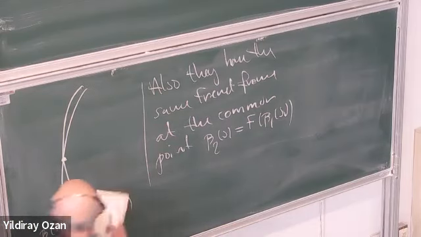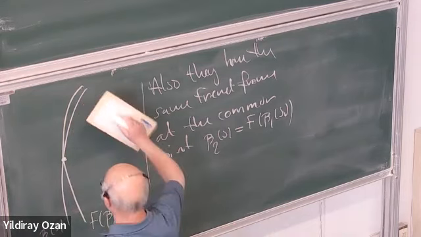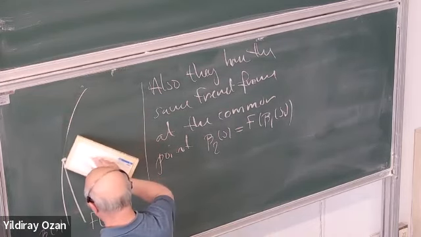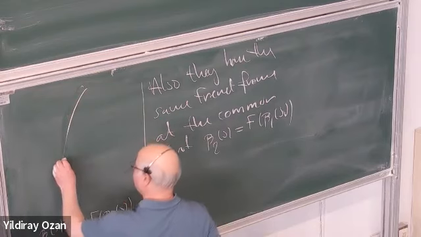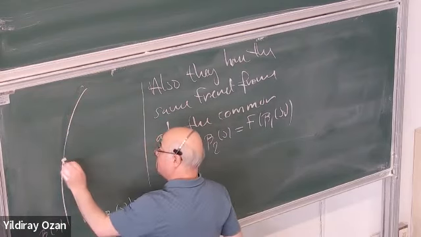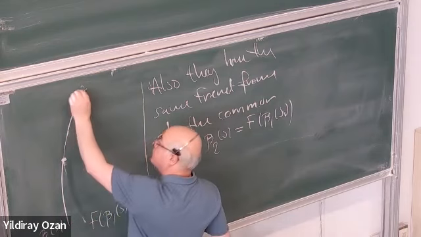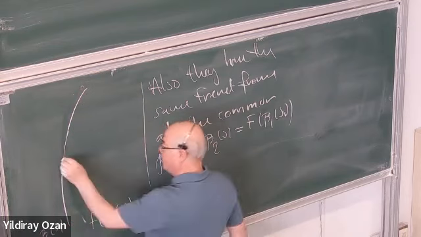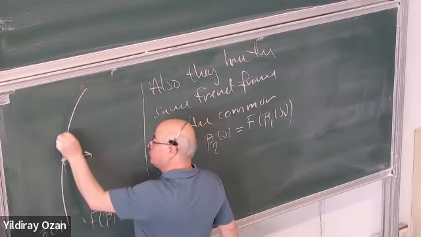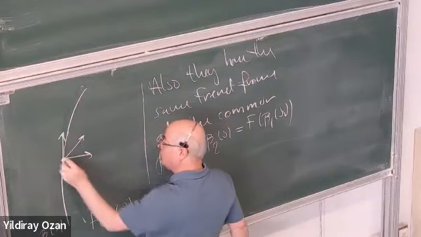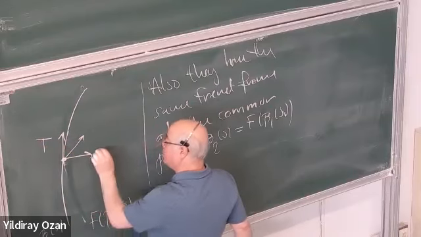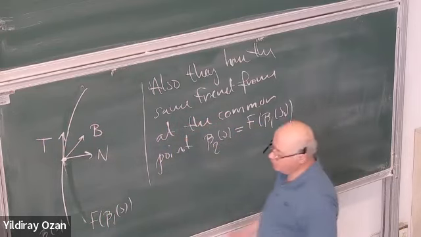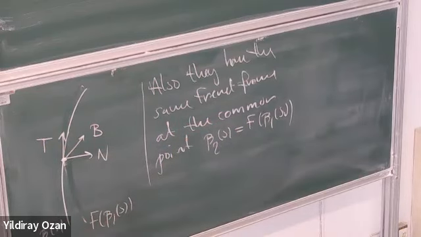If you draw it somehow so that they are both the same and not the same. Okay. I don't know. T, N and B, they have the same frame at this point.